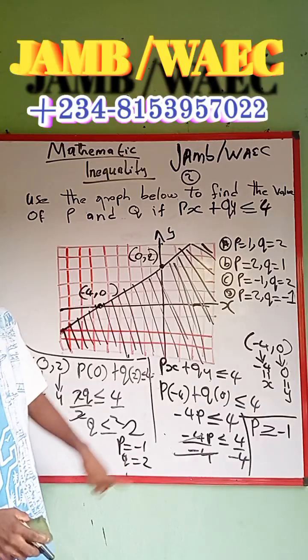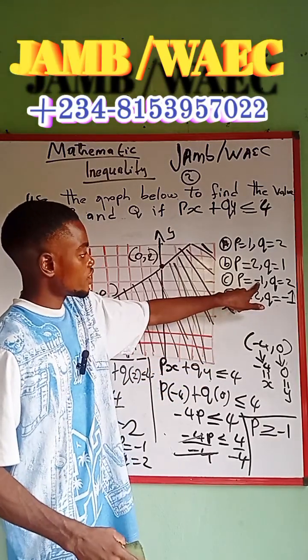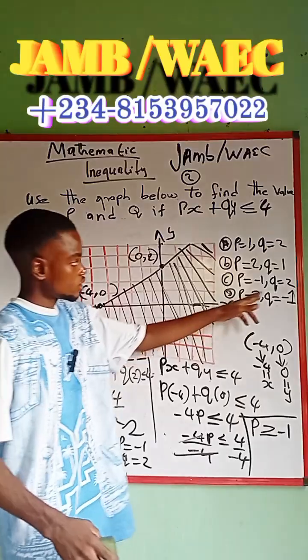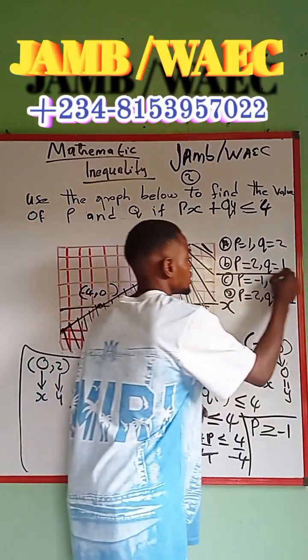Now here, look for it on this expression. P is -1. I found P is -1. Q is 2. Q is also 2. So the answer here is C.